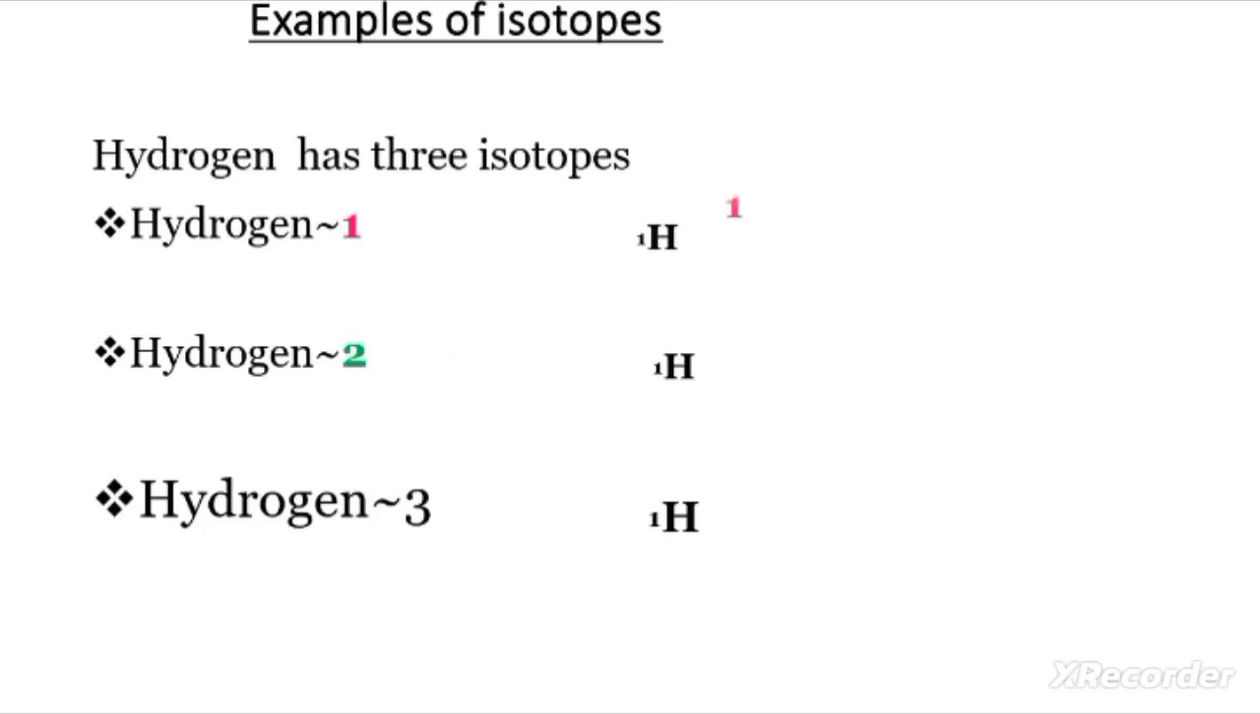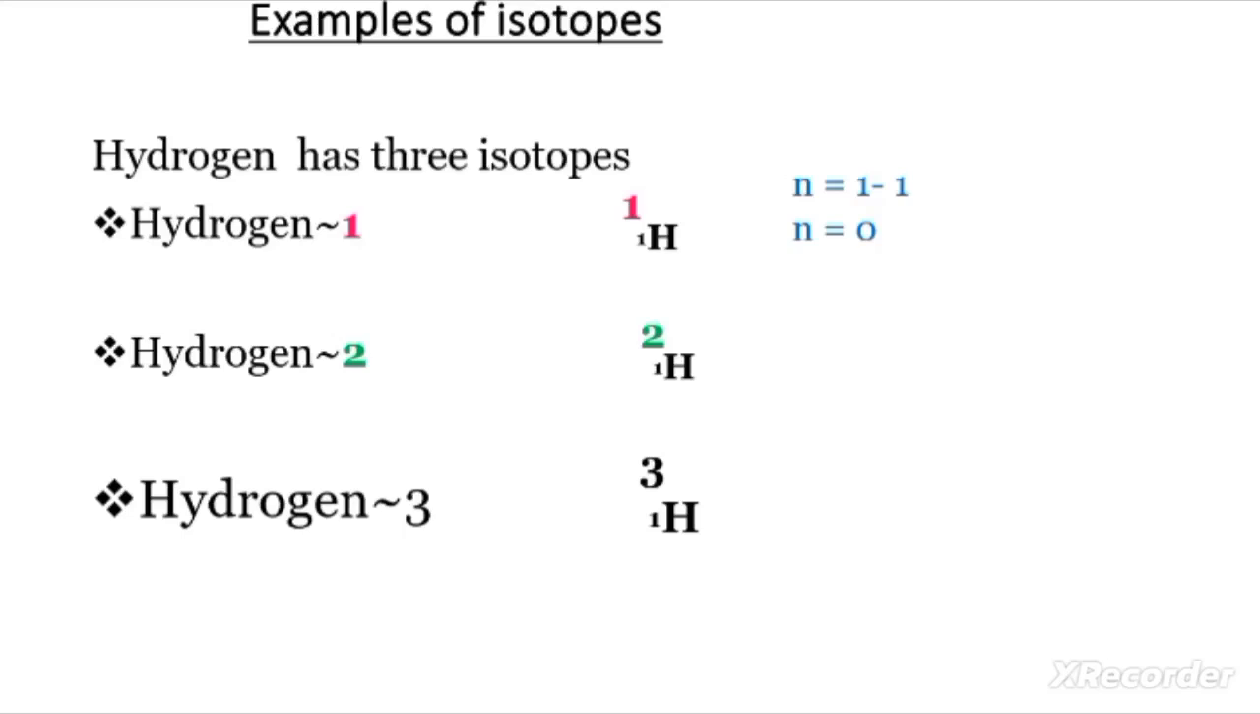So we have hydrogen 1, hydrogen 2, and hydrogen 3. How can we determine the neutrons of these 3 isotopes? Let us start with hydrogen 1. Hydrogen 1 has a mass number of 1 and an atomic number of 1. So the number of neutrons is equal to 1 minus 1, which is 0. So the number of neutrons here is equal to 0.